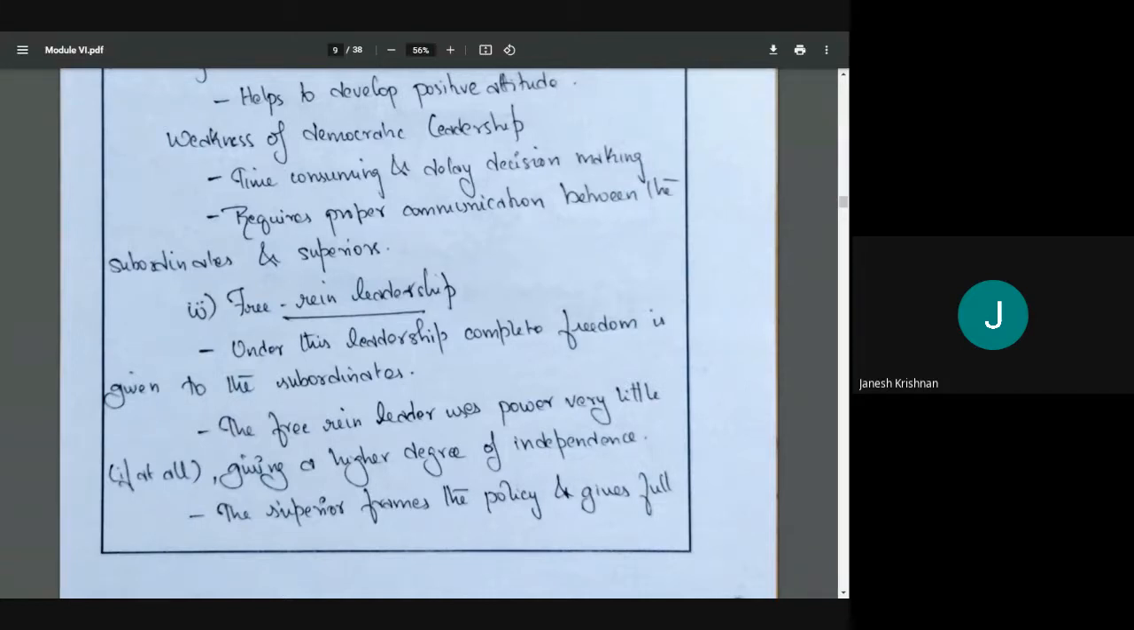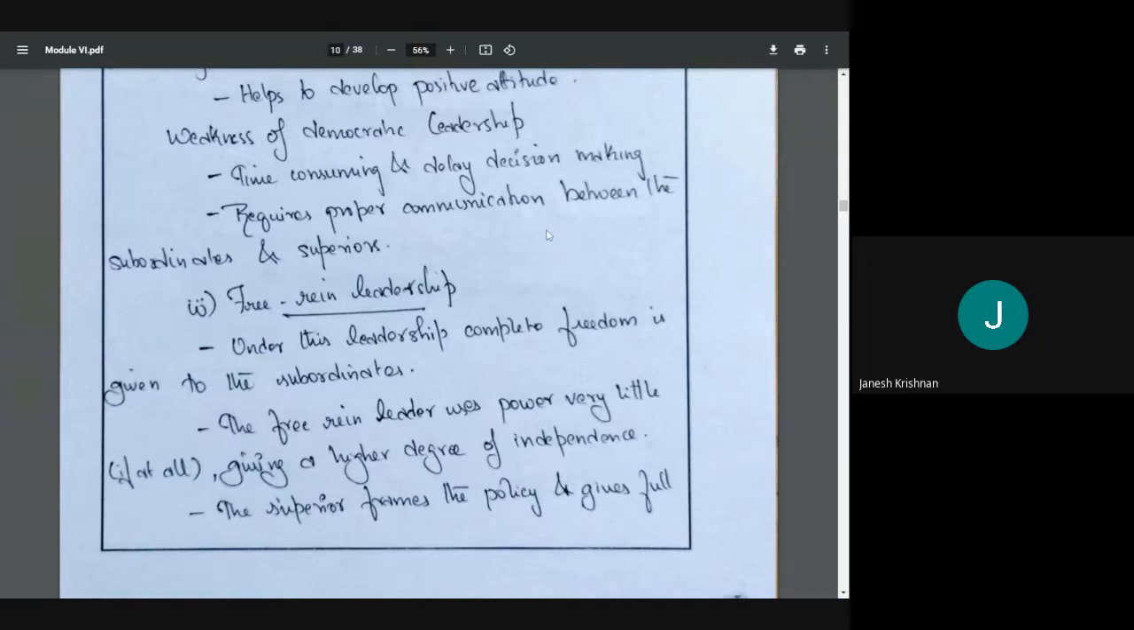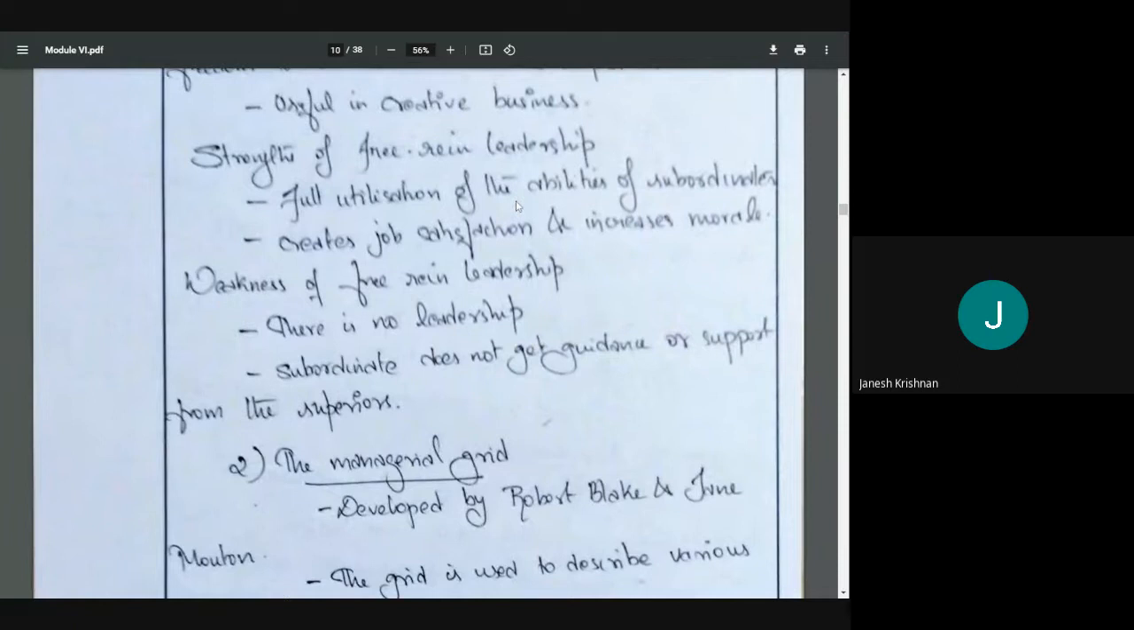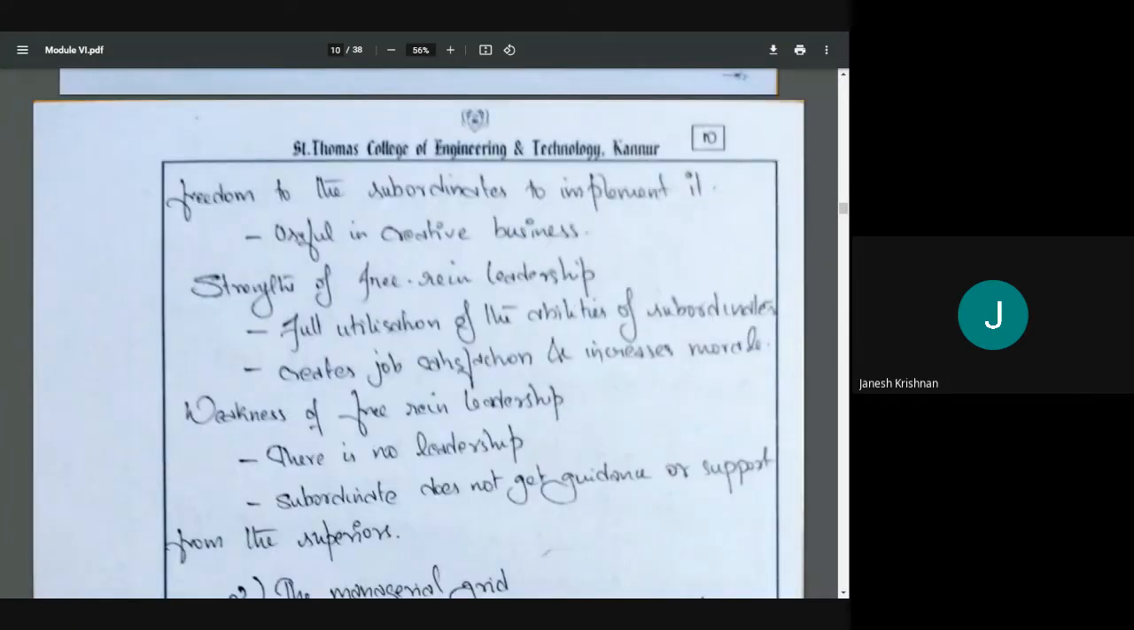What's the role of the leader here? The leader frames the policy and gives full freedom to the subordinates. The policies will be framed by the leader, and how to do that, how to implement it, will be decided by the subordinates. This is useful in creative business. Normally it will not be applicable in production or other kinds of institutions, but for creative business it is best suited.